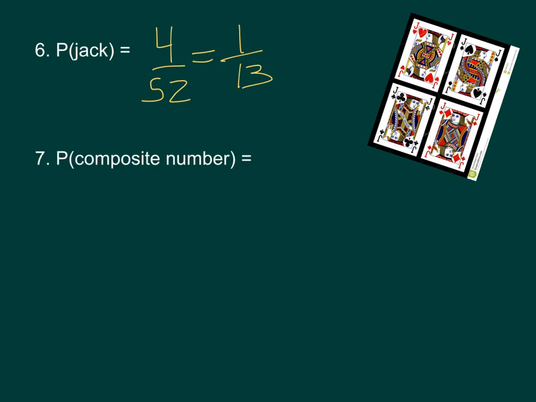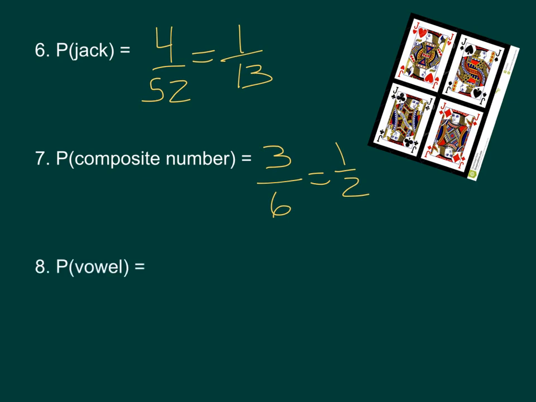The probability of rolling a composite number on a fair number cube. A fair number cube is the same thing as a die. 6 numbers, 1, 2, 3, 4, 5, and 6 on there. And composite numbers are numbers that are not prime. In other words, they have factors other than 1 and themselves. Well, on a fair number cube, the composite numbers are 4 and 6. So there are 3 possibilities out of 6 total. So the probability of rolling a composite number on a fair number cube is 1/2.